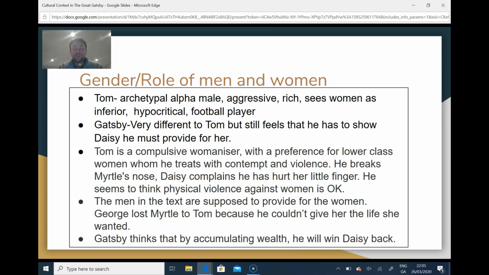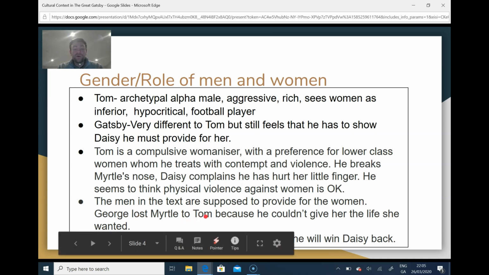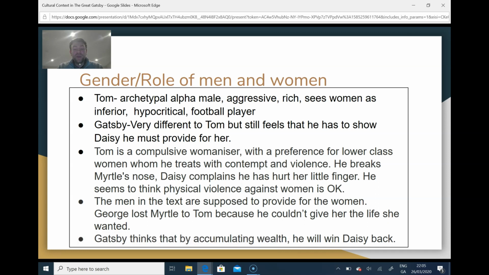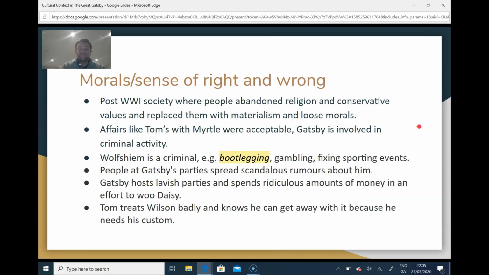Okay, the men in the text are supposed to provide for the women. George lost Myrtle to Tom because he couldn't give her the life she wanted. Okay, and Gatsby thinks that by accumulating wealth, he will win Daisy back.